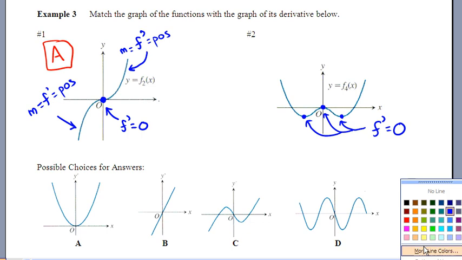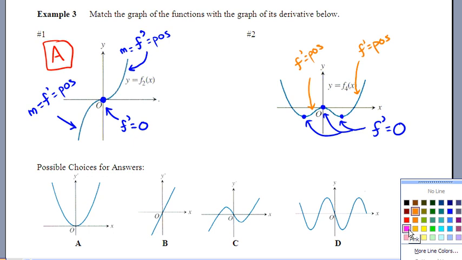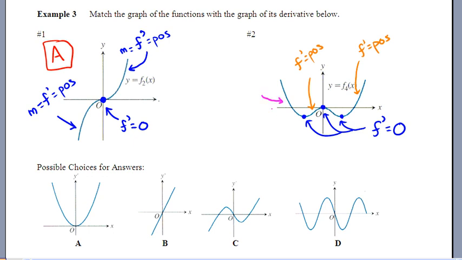Other things to note, it looks like in this section right here, the graph is heading uphill. f prime is positive. And in this section here, f prime is positive. But then there are these other places, like right in here, where the graph is going downhill, so f prime is negative. And in here, f prime is negative.